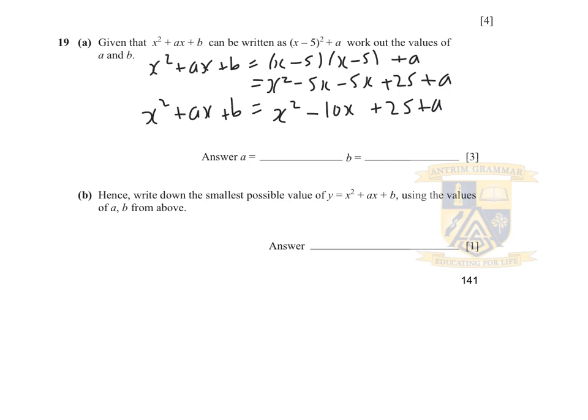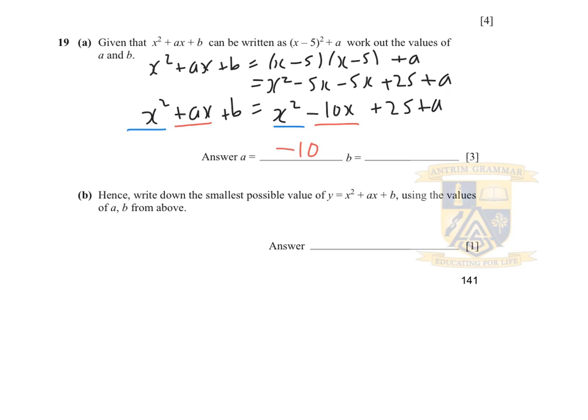Now, if these two things are the same, the left should be identical to the right. You can see it sort of is, to start off with. They both have an x squared, so they're the same. How many x's? The left has a x's, the right has minus 10 x's. So if the left and the right are the same, they should have the same number of x's, and that means that a must be minus 10.